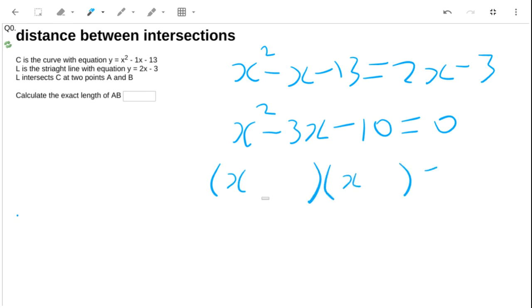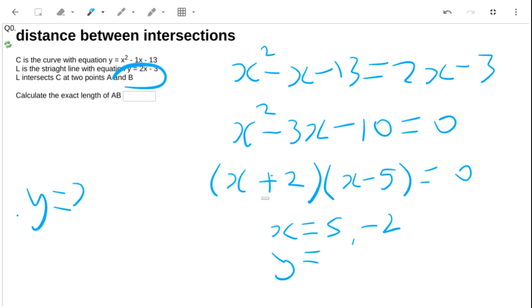I've got a minus 10, which could be 10 and 1 or 5 and 2, and with a difference of 3 it looks likely to be 5 and 2, and since it's a minus 3 I'm looking for the minus 5. So that gives me my two x values. x is 5 and minus 2, and I can then plug in my two y values from this equation here.